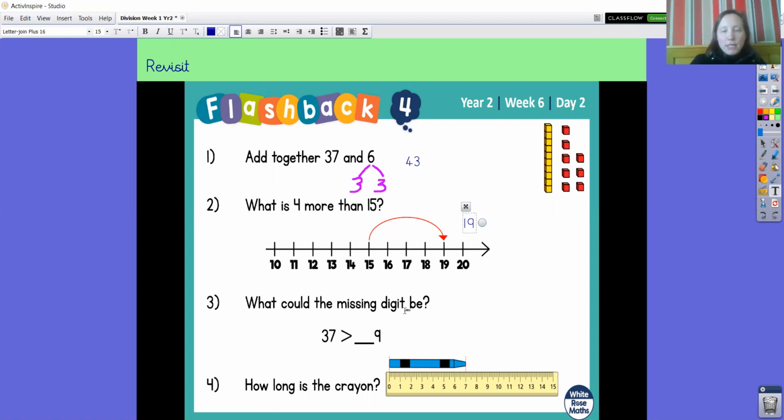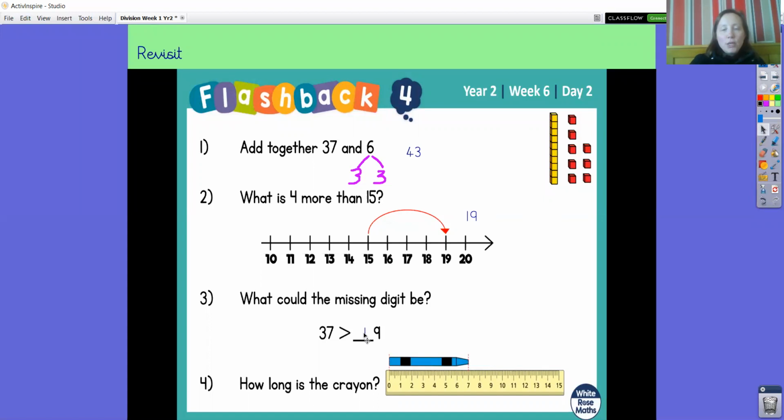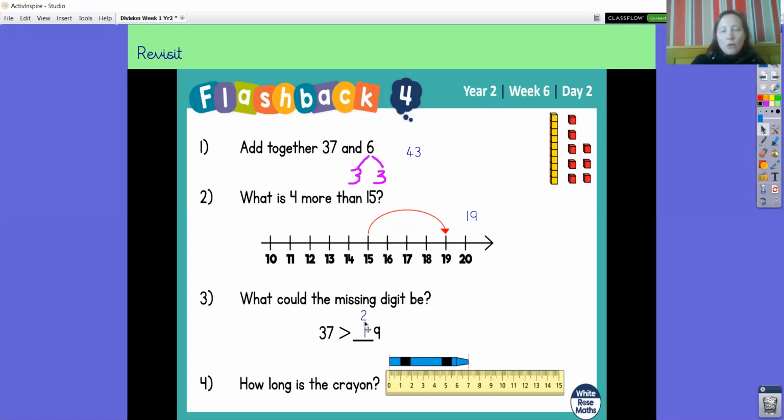So what could the missing digit be? So we've got 37 is greater than something with 9 ones. We could have a few different options here. We could have 1 ten, because that would be 19. So if you put 1 ten in there, that would be absolutely fine. But if you chose to put 2 tens in there as well, so you could have chosen to have the 1 ten or 2 tens, then that would be fine as well, because 19 is less than 37 and 29 is also less than 37.